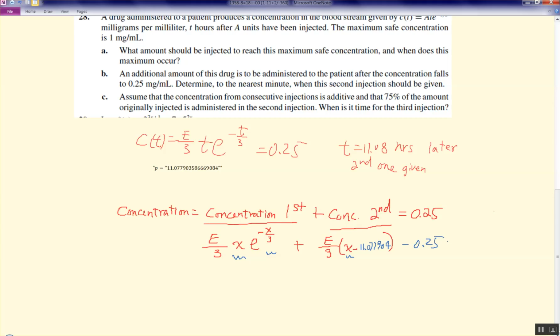subtracting 0.25 from both sides and making this a new equation. So this will be your new f of x. You're solving f of x equals 0. So I'll stop here. That's the hint that I would like to give you. Once you solve this x, that will be the time for the third injection. So this is the hint for the last part.